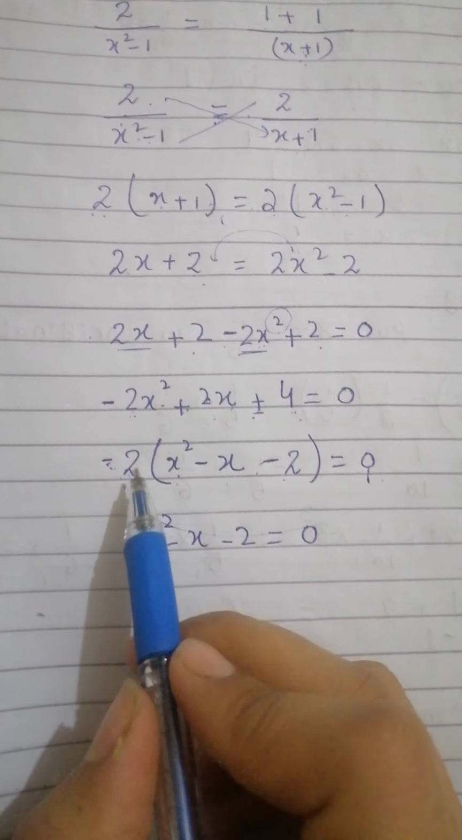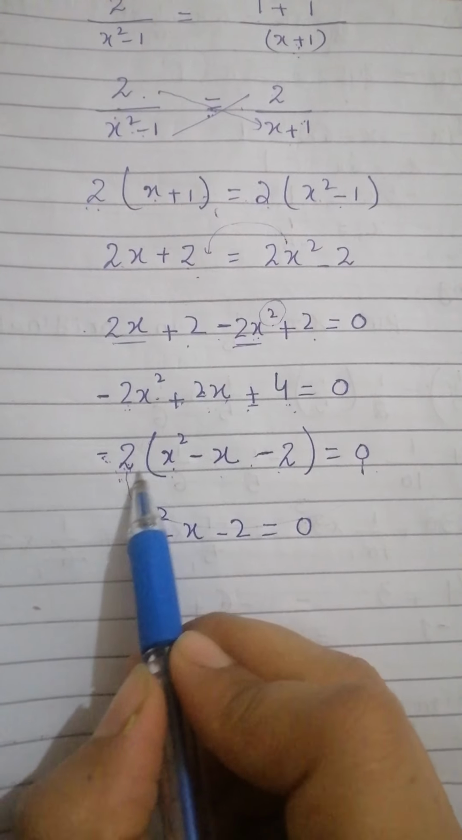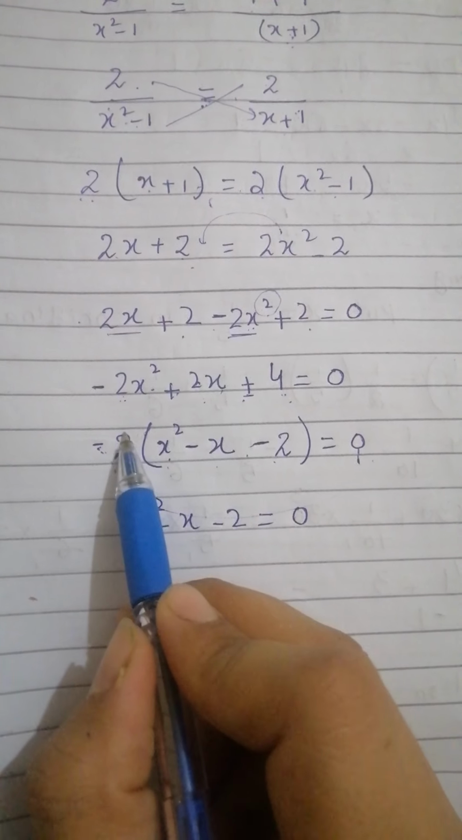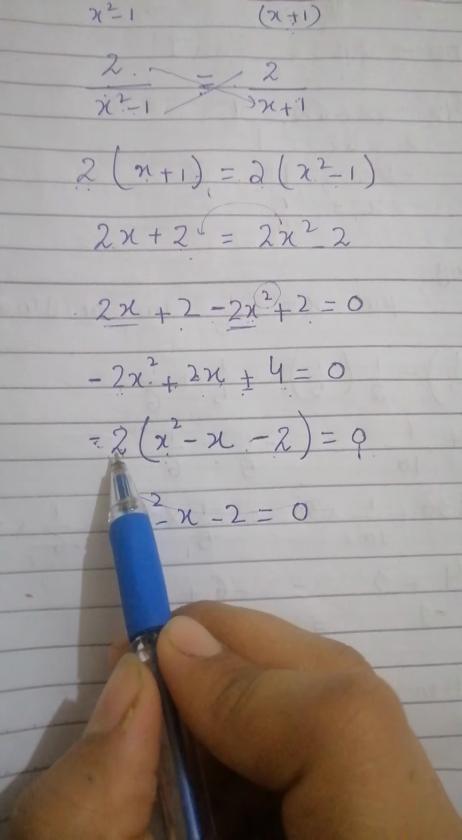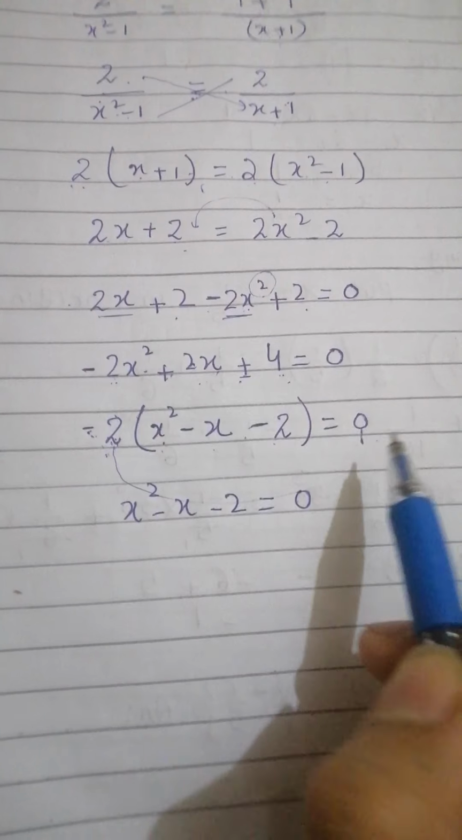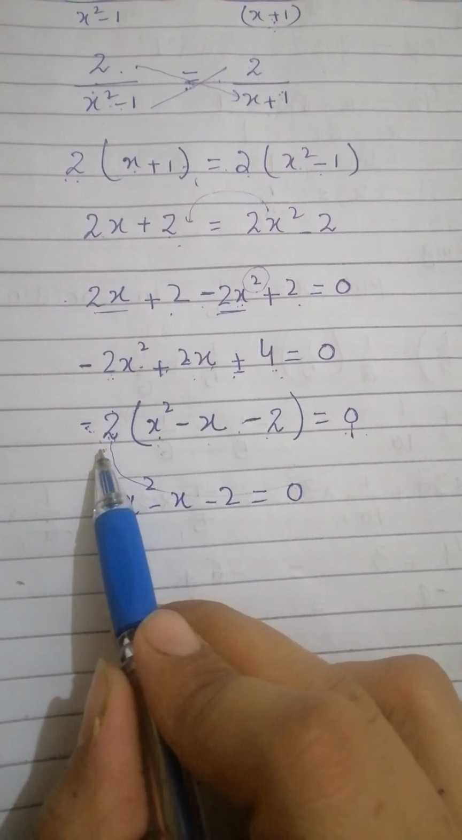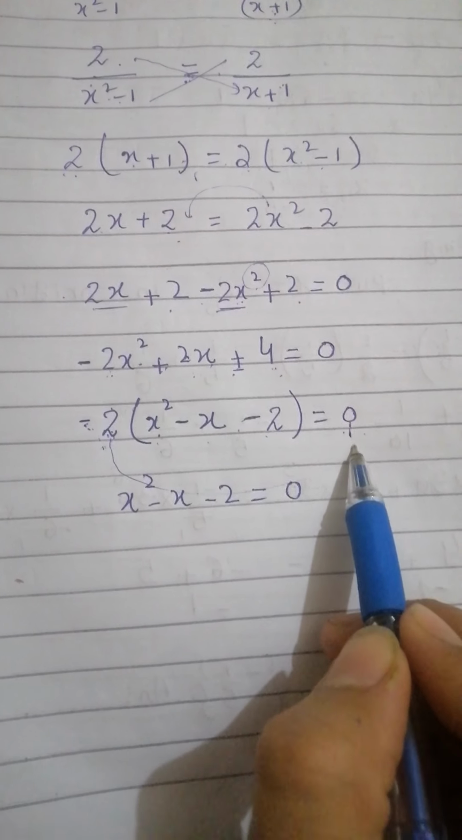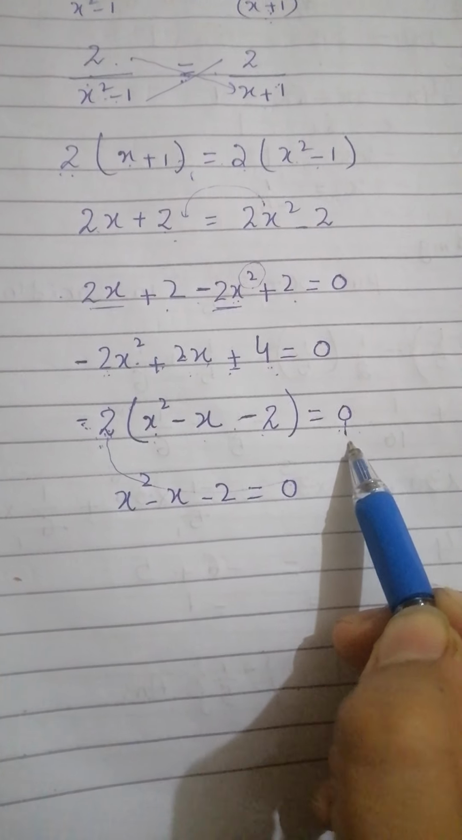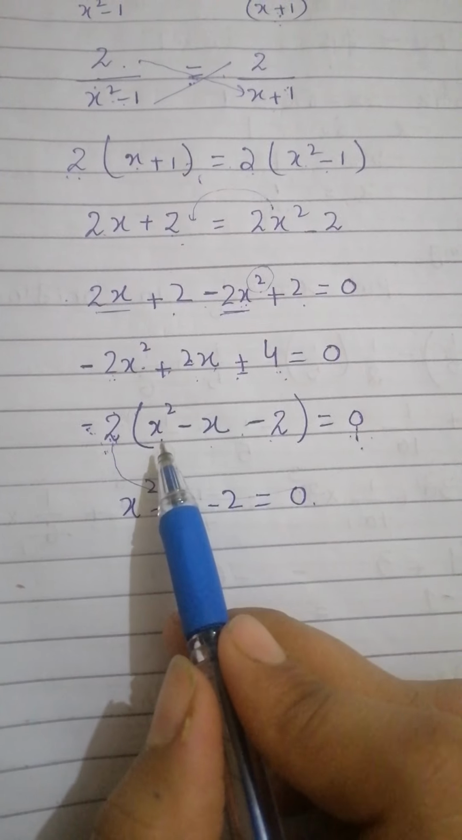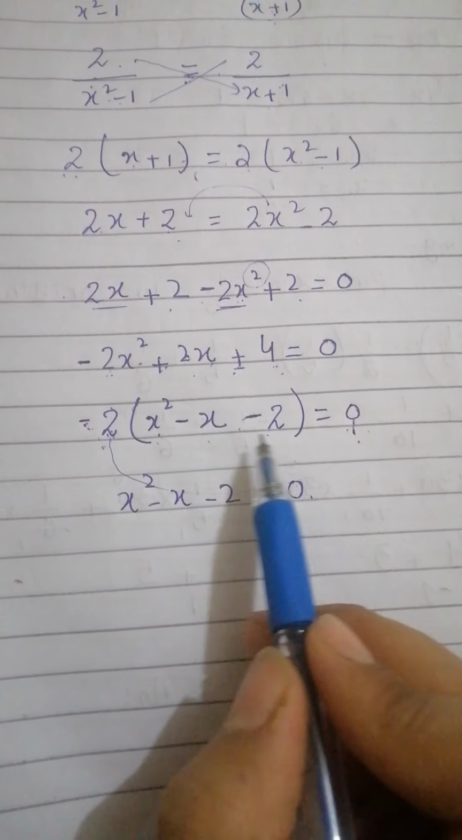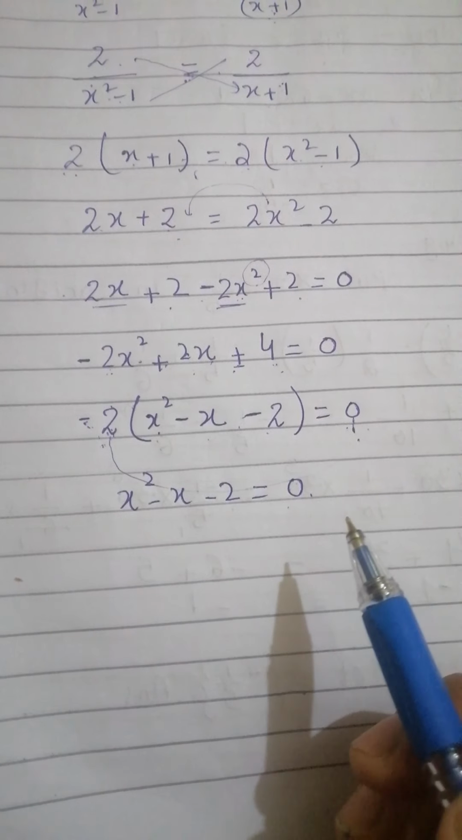Is it clear? What I said, that minus 2 is multiplying here. When I shift this minus 2 to the other side of the equation, it means it will be divided, 0 by minus 2, and 0 by minus 2 means 0. So you have only left x square minus x minus 2 is equal to 0.